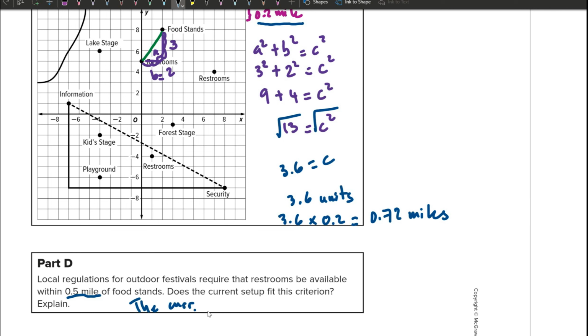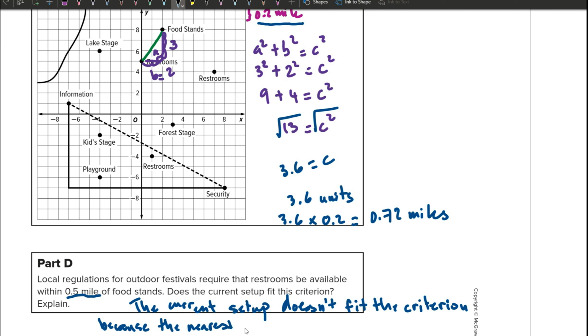The current setup doesn't fit the criterion because the nearest restroom is 0.72 miles away from food stands. Okay. All right, that's it for part D.